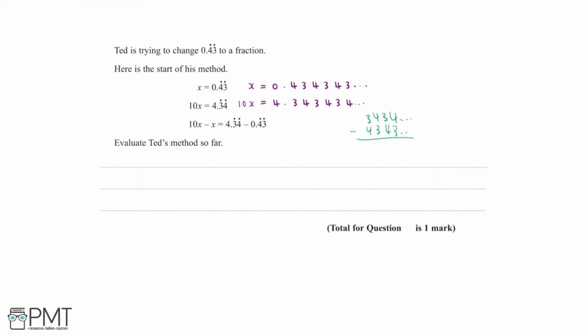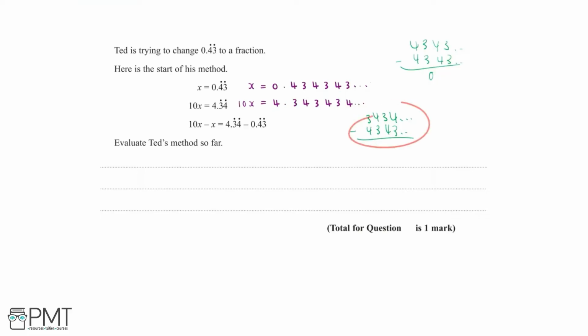What we wanted was for the recurring decimals to be equal, and let's see what we mean by that. If we have something 0.4343 take away something 0.4343, we'll have a perfect remainder of 0. And that's what we want in order to change 0.43 recurring to a fraction.